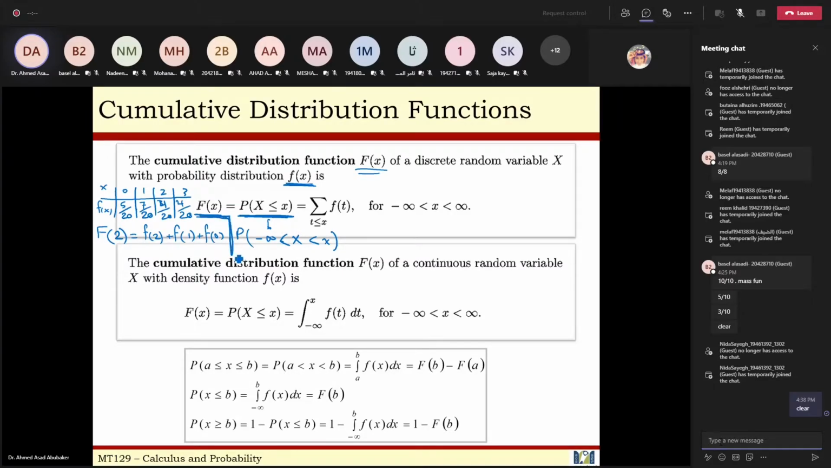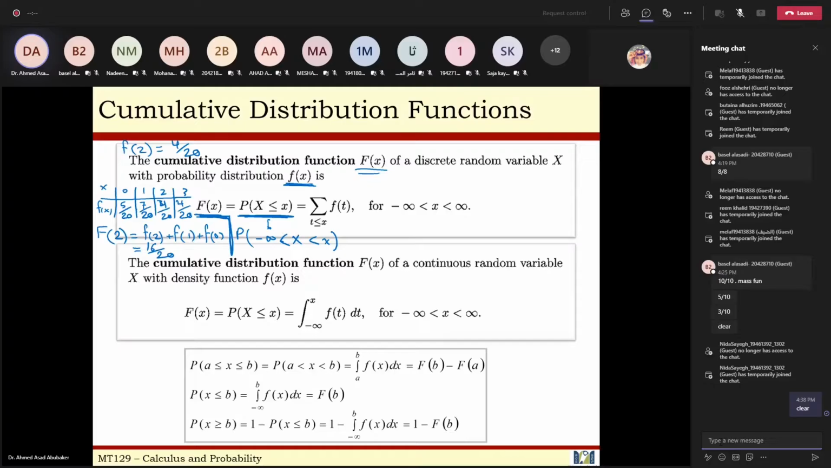Okay, F capital of 2, this means f of 2 and less than 2: f of 1, f of 0, f of minus 1 if we have it, f of minus 2, and so on. So this equals 4 plus 7 plus 16 over 20. This is the value of F of 2. But f small of 2 equals 4 over 20. But F capital of 2 means f of 2 and less than 2. So this is different.